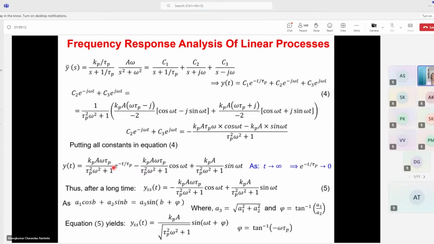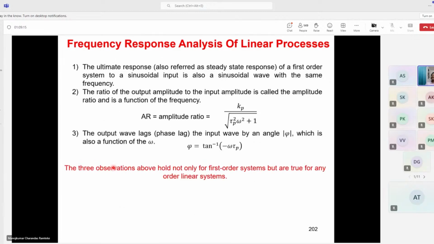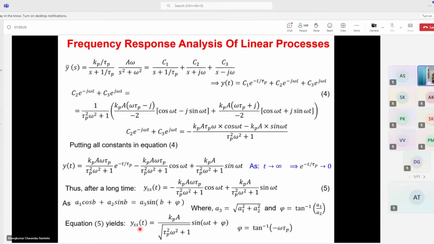So now what are we concluding here? If you look at this response, y_ss(t) is nothing but the steady state response of the process when t tends to infinity. The steady state response is given as Kp A divided by under root tau p square omega square plus 1, sine of omega t plus phi. What was the input to the system? The input to the system was A sine omega t. That was the input. So what can we conclude here? The input was sinusoidal. My steady state output is also sinusoidal.